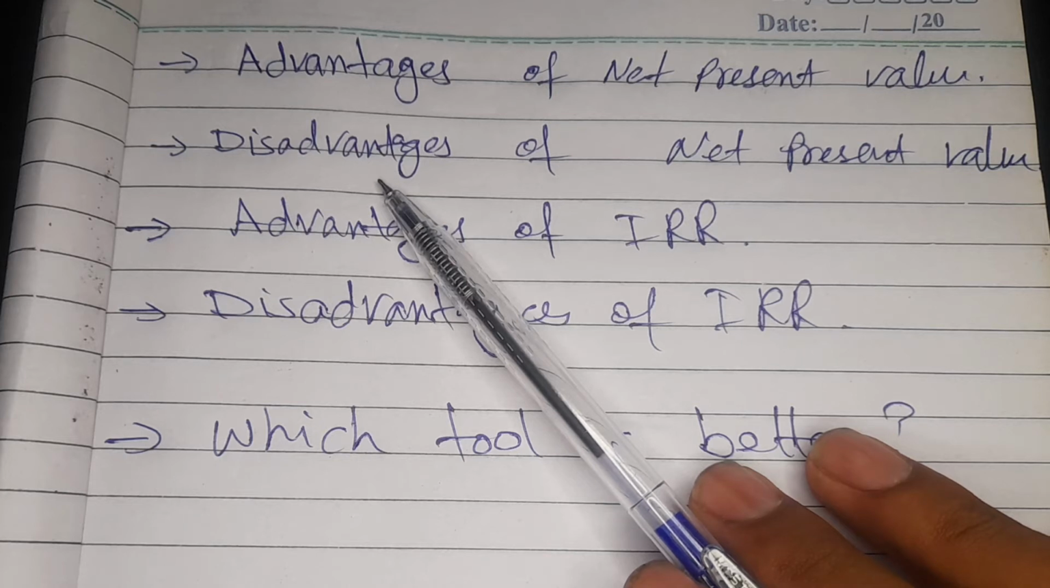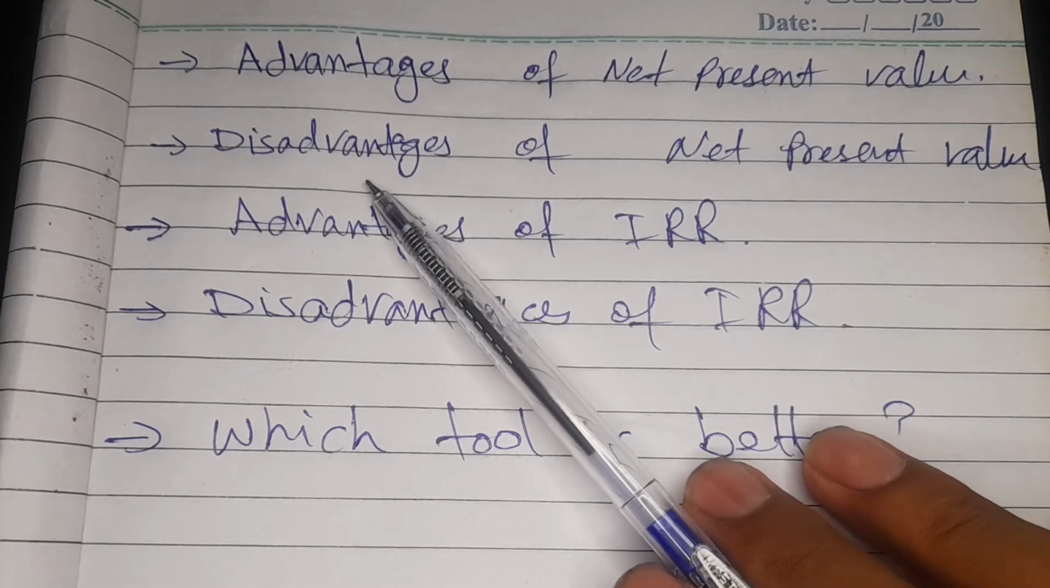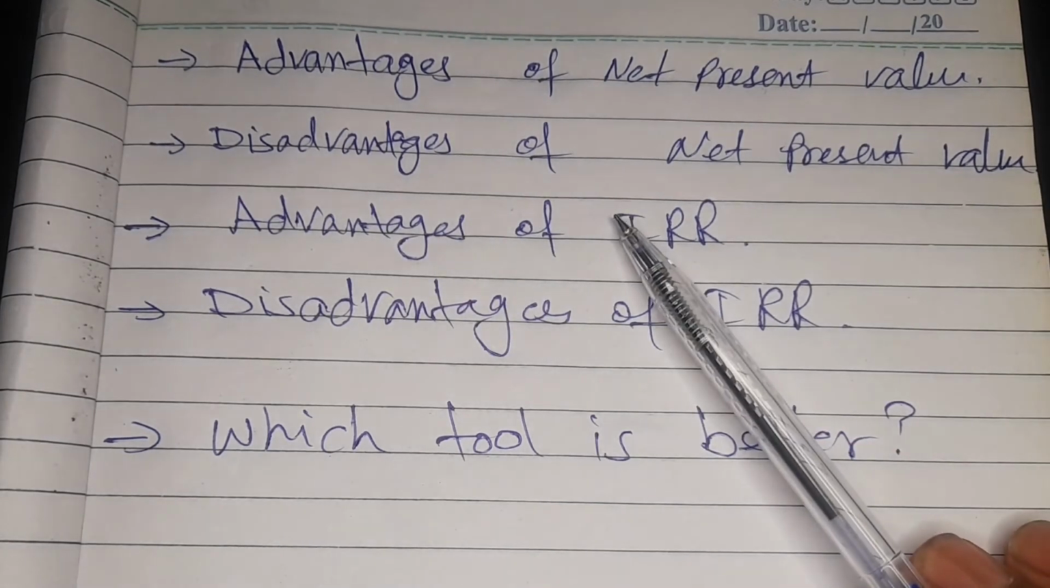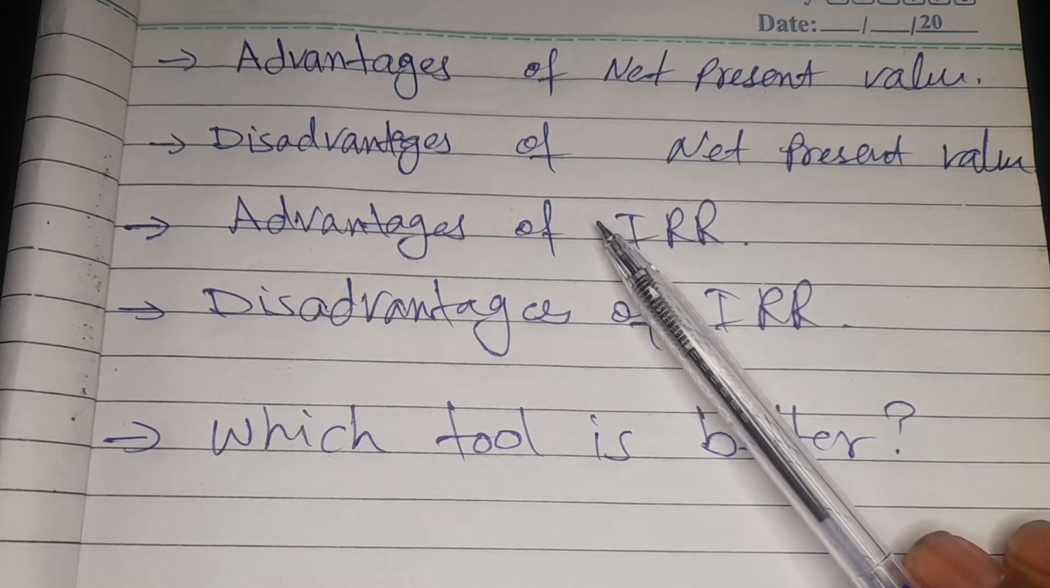Its main weakness, the disadvantage of the NPV, is that it does not include any consideration of the size of the project. For example, a net present value of $100 is great for a project costing $100, but not so great for a project costing $1 million. So it is a drawback of the net present value.